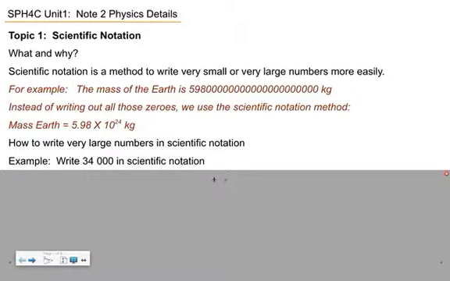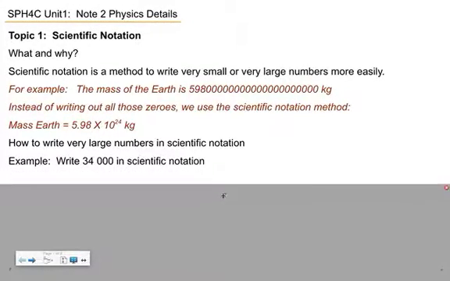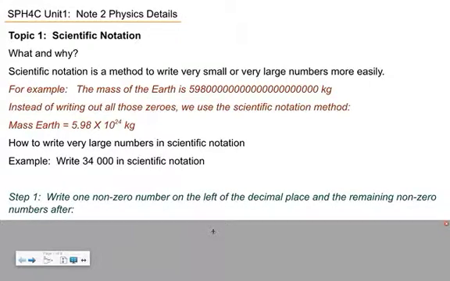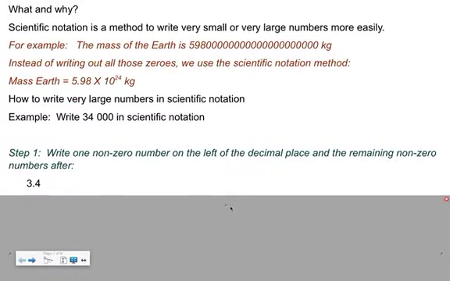So 34,000. Say I want to write that in scientific notation, which you might say, why would you bother? But we bother because we want to learn how to do it. So the first thing you do is write the first non-zero number, 3, on the left of the decimal place and the remaining digits on the right of the decimal place. So in this case, 3.4. And I won't bother writing all those zeros here.